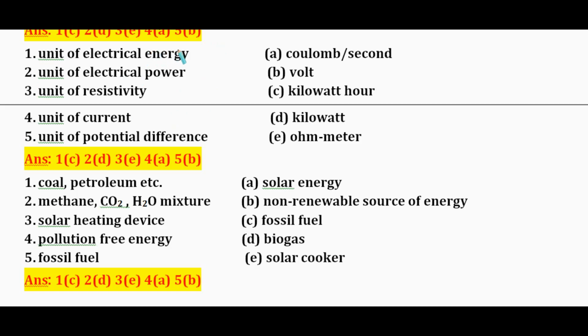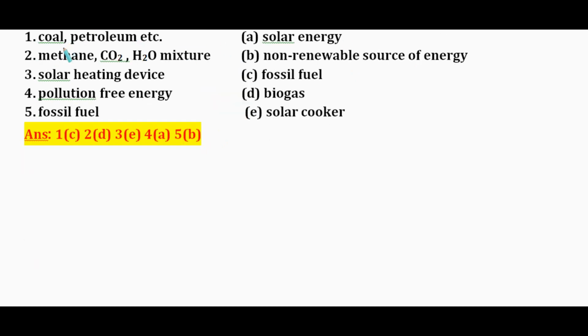Next match the column is unit of electrical energy. It is kilowatt hour. Unit of electrical power. It is watt or kilowatt. Unit of resistivity. It is ohm meter. Unit of current. It is ampere, but it is not given. So this option is correct. Coulomb per second. Unit of potential difference is volt.